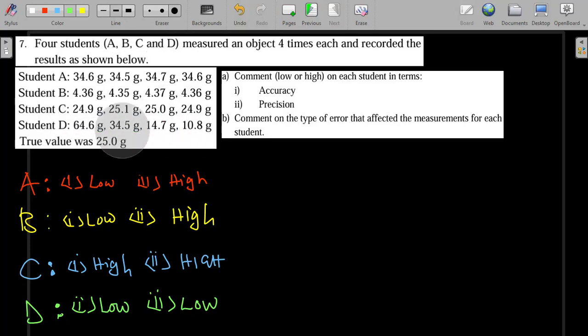So we have determined, on each measurement, whether they're accurate or precise. So this was part A. Now part B will be to determine what type of error affected these measurements.